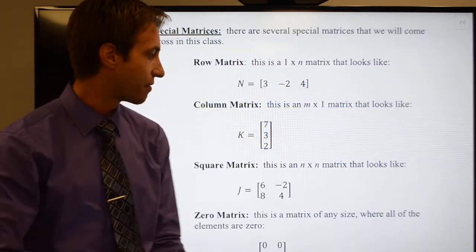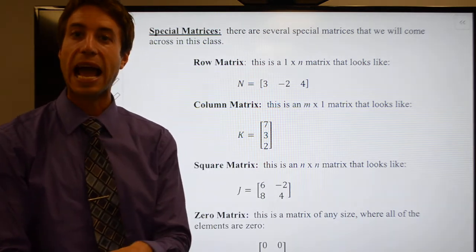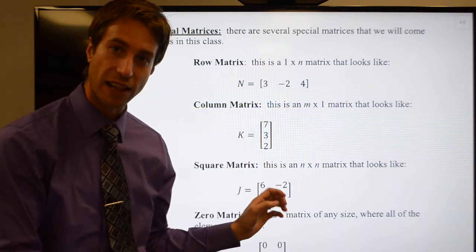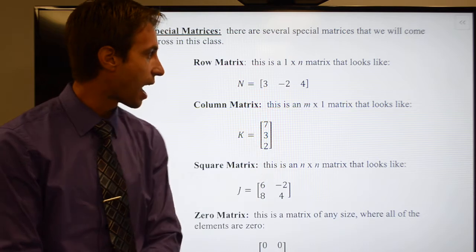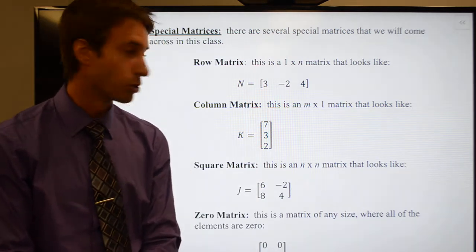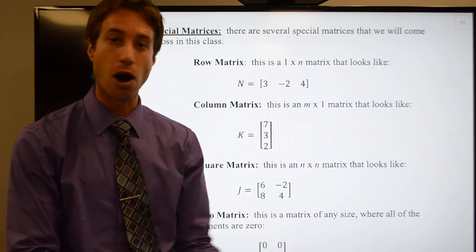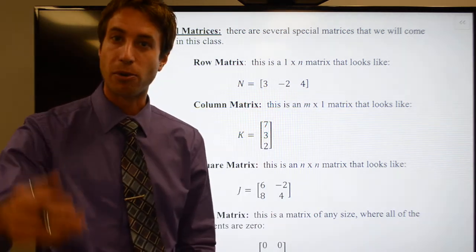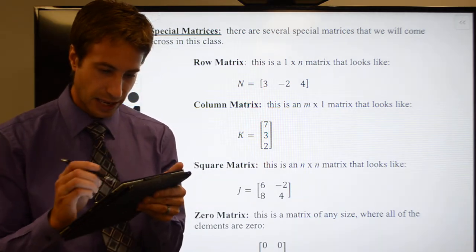Sort of the opposite of that would be a column matrix, where as long as you have a single column, just one column of elements, you can have as many rows as you want. In this case, I have 3 rows. But the point here is that the number of columns is always going to be 1, just like above where the number of rows was always 1. So that's going to be our definition.